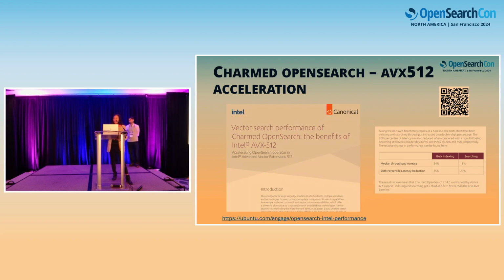In terms of the AVX 512, feel free to download or scan the QR code. What we have seen is, this is a comparison of Intel machine, AVX, and non-AVX. So when we use an AVX 512 enabled VM, sorry, we saw that bulk indexing, for example, has increased by 34%, and at the same time, the search part has increased by 18%. And in terms of latency reduction, we have reduced it by 35% for bulk indexing and then 20% for search.